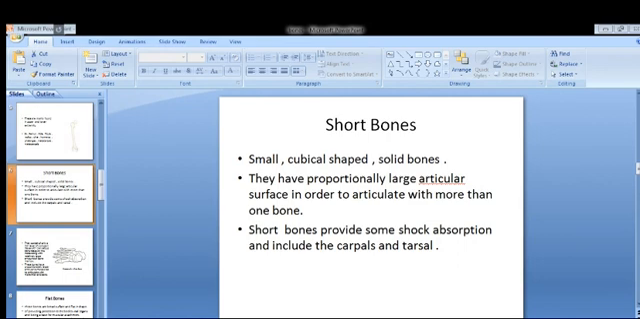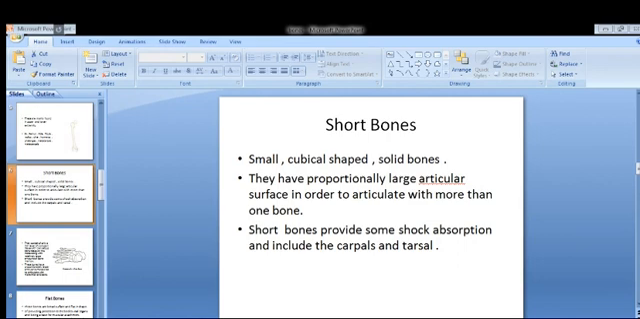Okay. So basically, what happens when we look into the ends of the short bones? The ends here are proportionately larger. The middle portion or the shaft is not so huge, not so long, but the ends are proportionally larger, because it is articulating, or joining with the other surface to form a joint, and that is why it is larger than the other area.